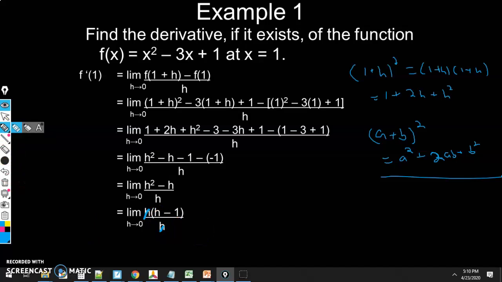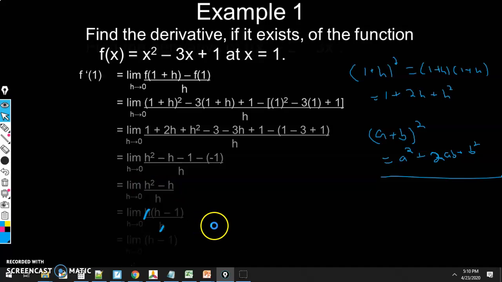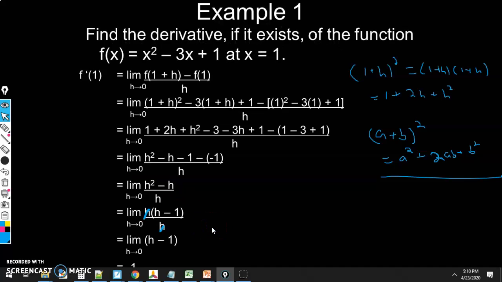Okay, let me go a step further. There we go. All right, so you're replacing this h with a 0. The answer is a little bit cut off there, so I'm going to have to write it on here. But in the end, you have 0 minus 1. So the limit, the derivative f prime of 1, is equal to negative 1 at this particular point.